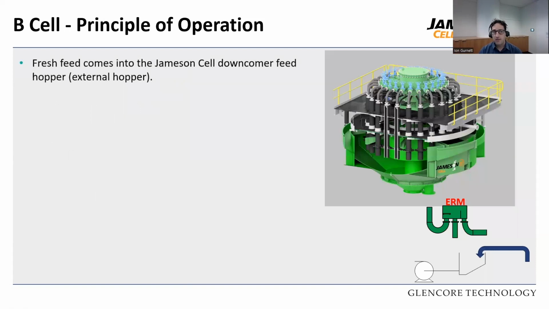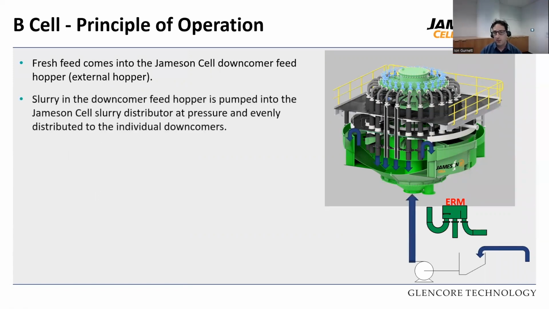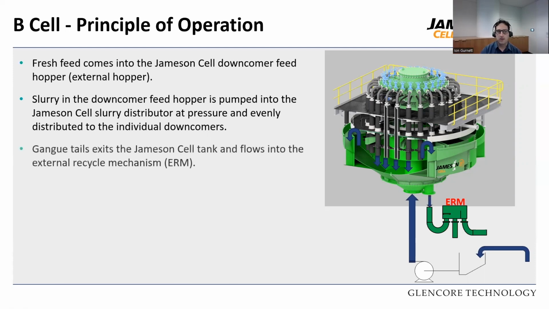B cell, how it works is fresh feed will come into the Jameson Cell downcomer feed hopper, which is external. It will then pump up through the bottom. So B stands for bottom fed, up to your distributor. We'll go through all your individual downcomers, have that intense mixing with your air, enter the cell, and then your concentrate floats over your launder.